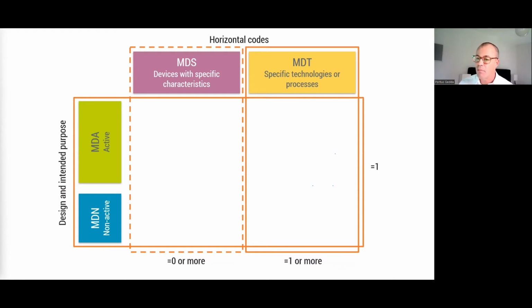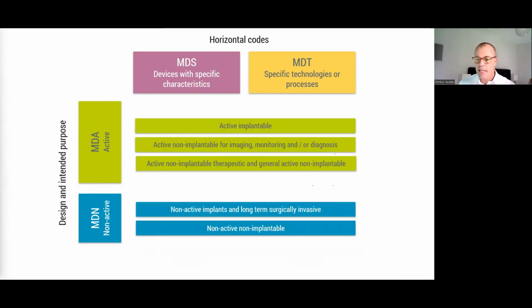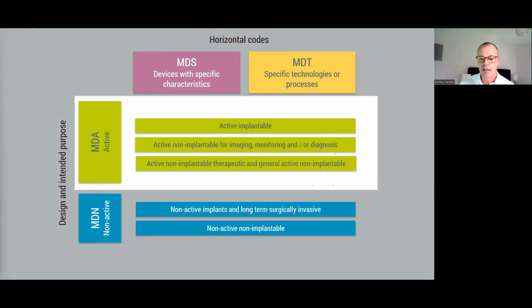So when a manufacturer applies to a notified body, they need to specify which of these codes are applicable to each of their devices. This is done so the notified body can decide if they are designated to work with those devices, meaning basically, do they have the competence to work with this? Okay, let's continue the explanation of these codes. The MDA and the MDN codes are then further divided to form 3 active subgroups and 2 non-active subgroups.